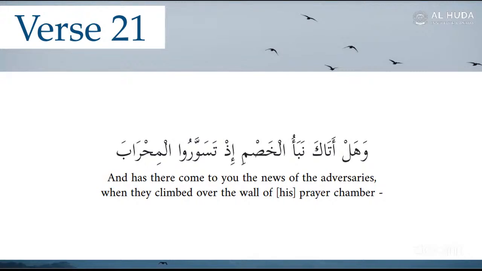And hal is used for istifham, when a question is posed. But it also arouses interest, makes a person curious. It is said that there are two types of hal. One is positive, like here for tashwiq, arousing interest, as is mentioned also in Surah Saf, verse 10, Hal adullukum ala tijara, oh, you who believe, shall I guide you to a transaction that will save you from a painful punishment?